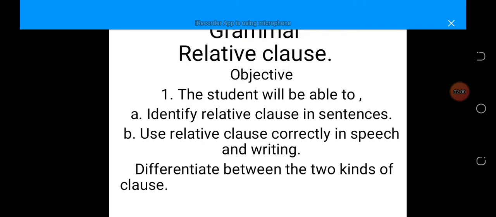And we also looked at the kinds of clause we have. We said we have a dependent clause and an independent clause. A dependent clause meaning it depends on the main clause in a sentence to make sense. A dependent clause cannot make sense on its own, but an independent clause makes sense on its own. Very good.